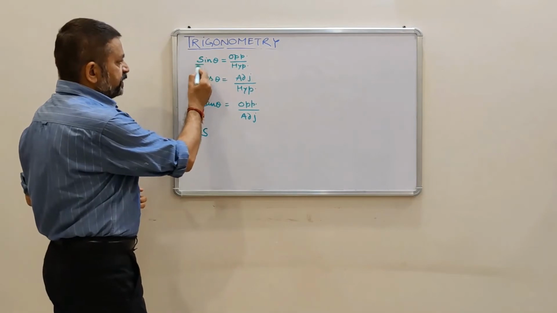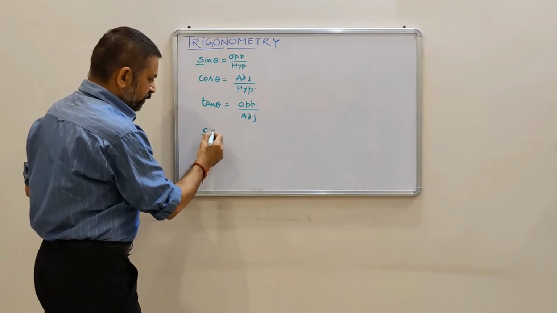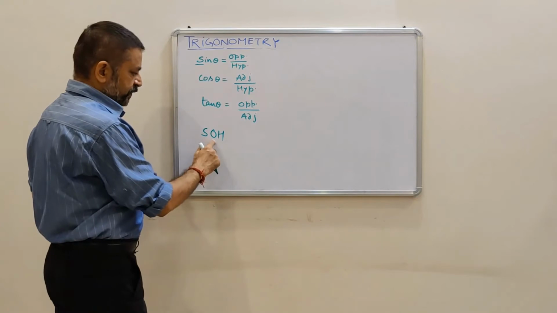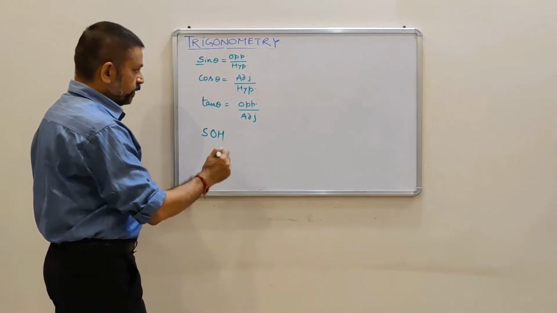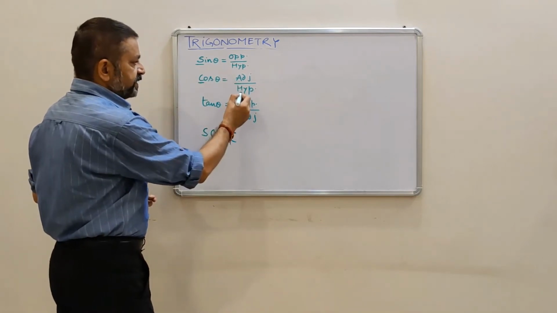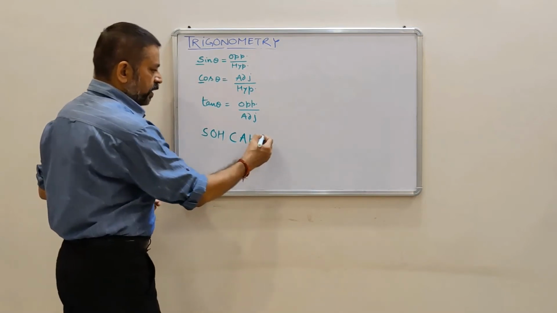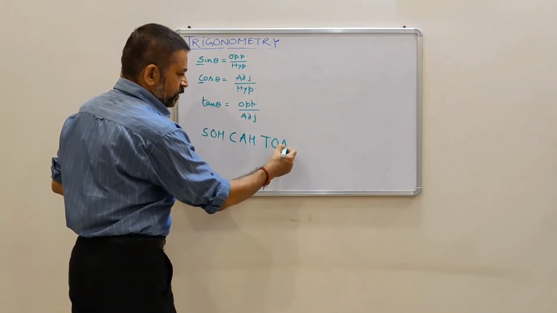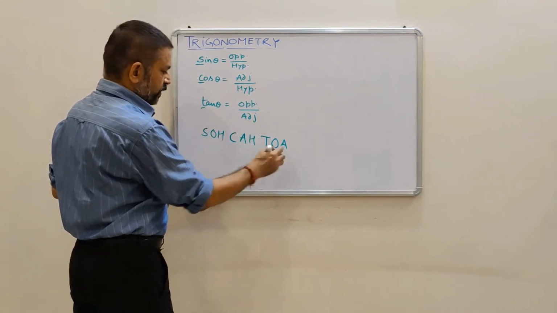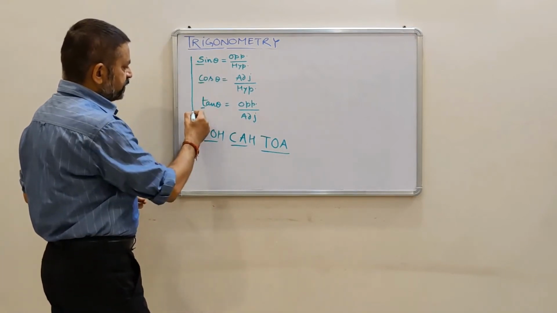For sine I am using S. What is the ratio of sine? Opposite upon hypotenuse. So it is SOH. Just read it like so. Then for cos, I am considering C, adjacent and hypotenuse is AH. So, CAH. For tan, just T, and opposite and adjacent, OA. So SOH CAH TOA will give you all these three relations.